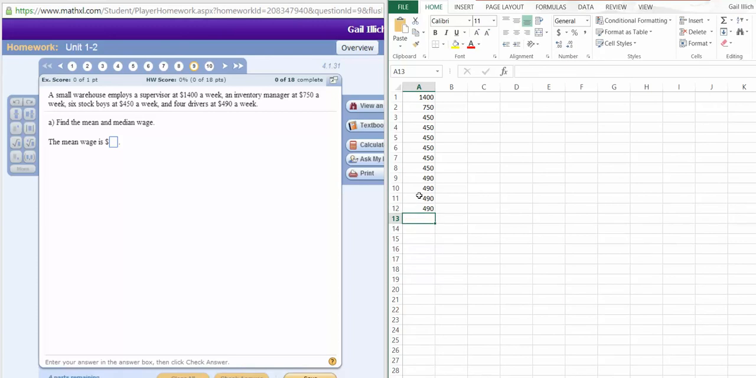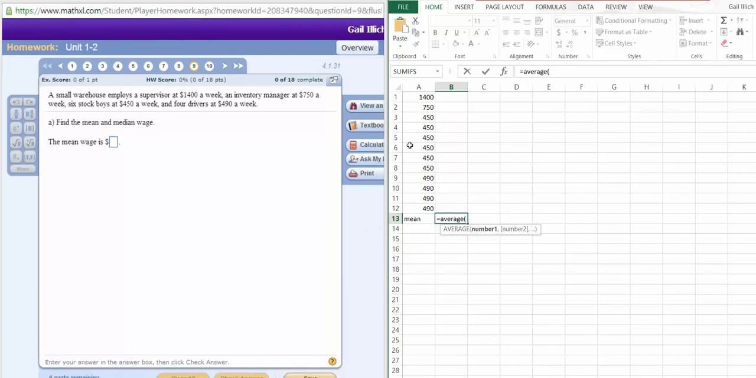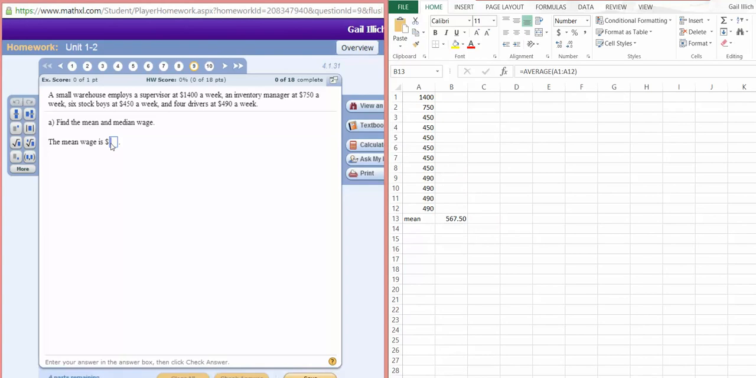So if you want the mean wage, I'll just go ahead and write mean here. And then in cell B13, I'm going to do equals, average, and then select the average of these numbers right here. And it gives me 567.5. I might like to see 2 decimal places, so I'm going to hit increase decimal places up top. So 567.50.